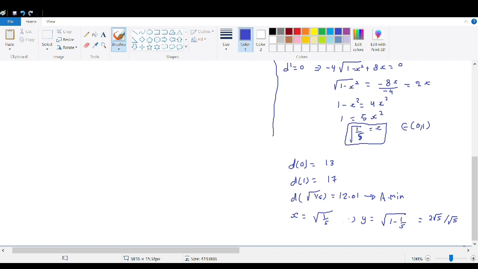So from here we conclude that the 2 points are: x is equal to root of 1 over 5, we can rewrite as root of 5 over 5, and then we have 2 root of 5 over root of 5. So this is the closest point.